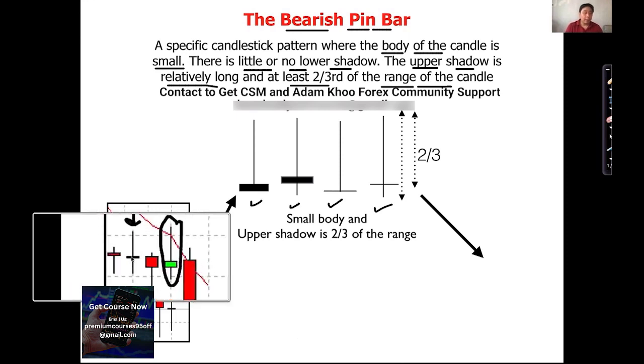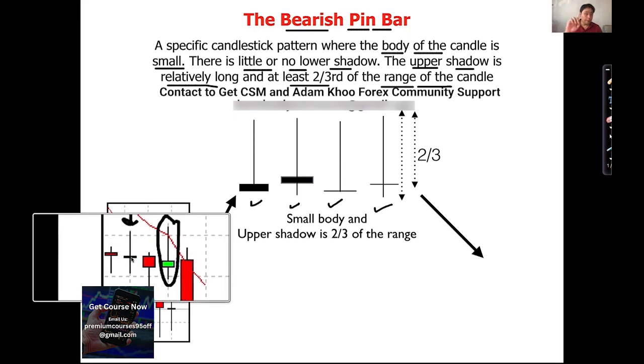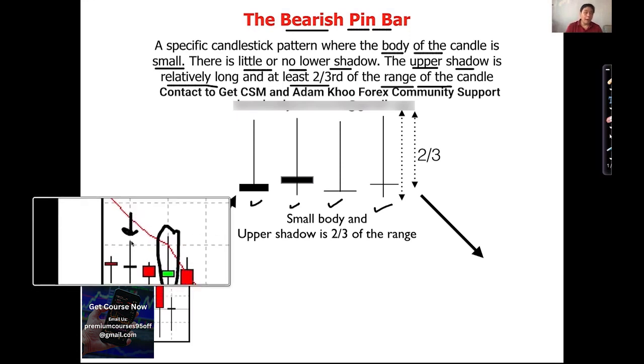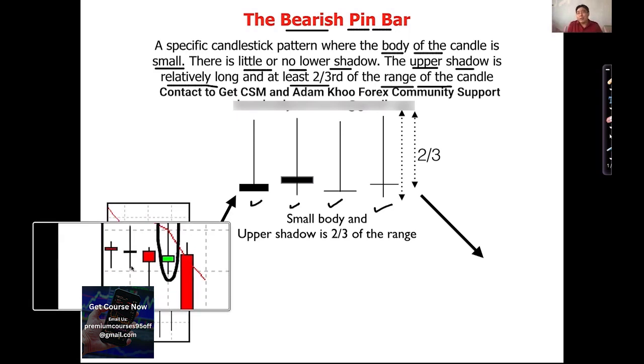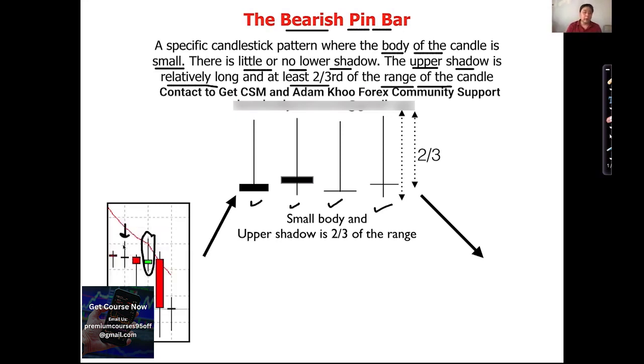Why? Well, it's got a small body. Yep. It's got a long upper shadow. Yeah. But it's also got a long lower shadow. So that doesn't qualify. It's got to have a small lower shadow and long upper shadow, right? So this is not a pin bar. This is more like what we call a doji, right?